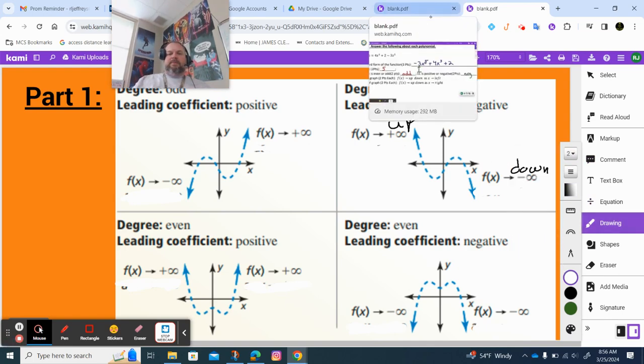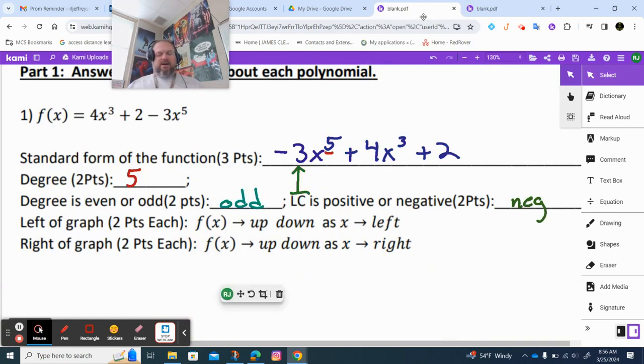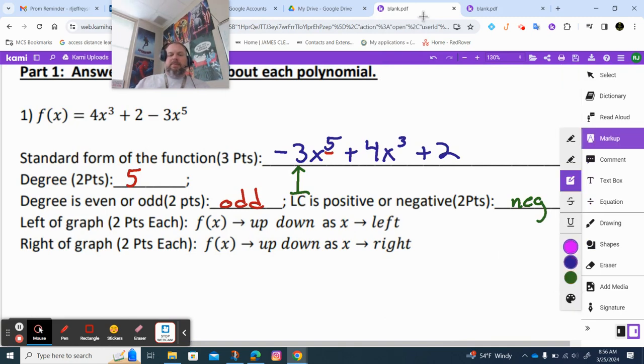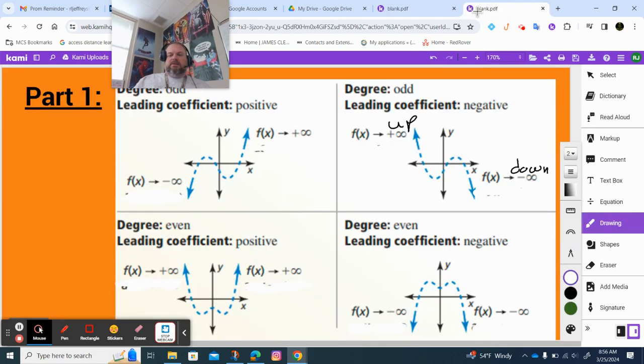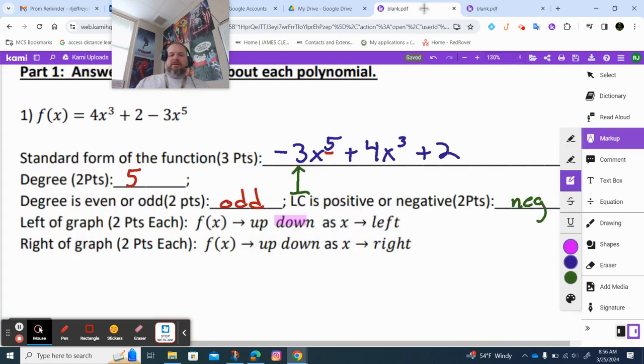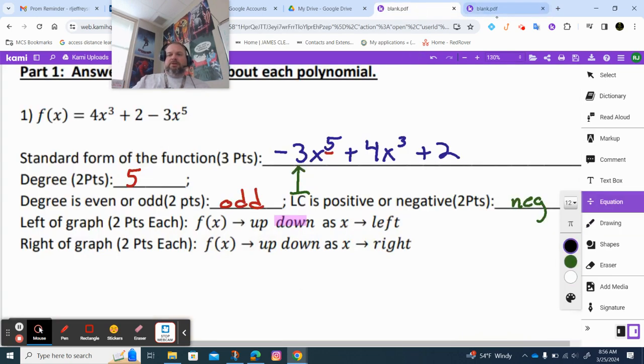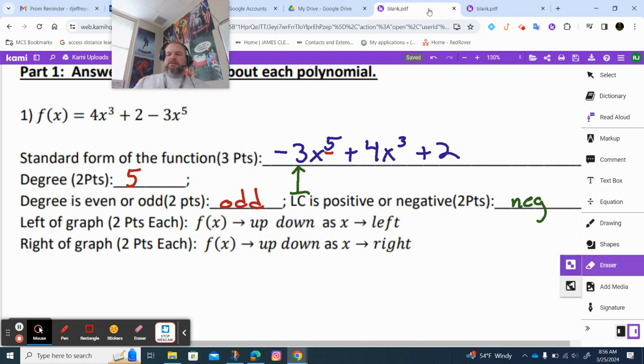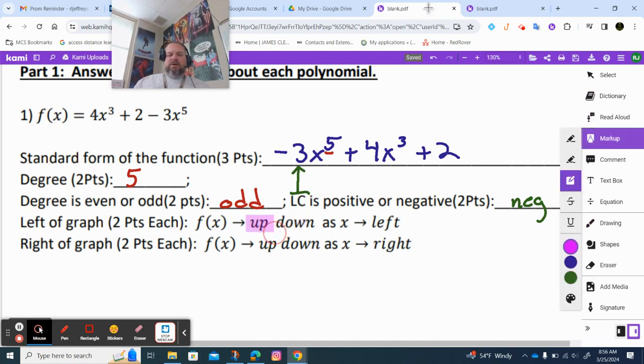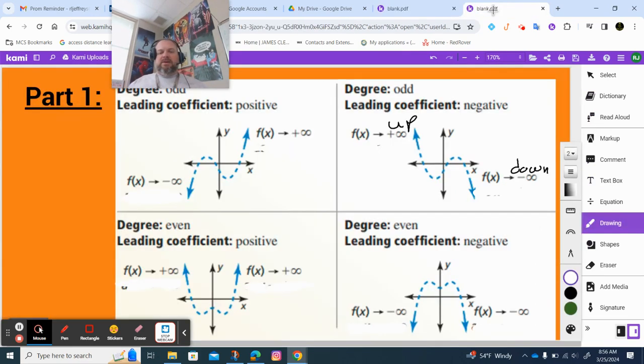So we go back. So this is odd and negative. So that means the left of the graph, it should go which direction? Up or down? Degree odd, negative. Are you sure? Yeah, it's up. Oh man, y'all are killing me with this. Yeah, it should go up, then down because my degree is odd, my leading coefficient is negative. Okay, I just follow the chart.